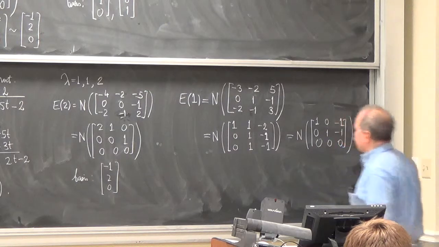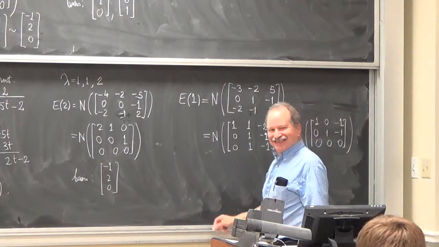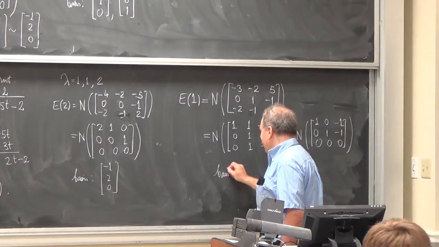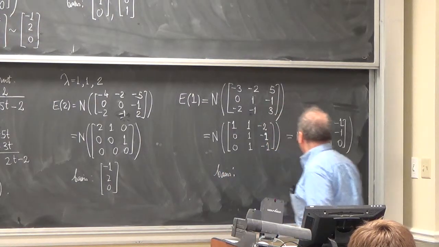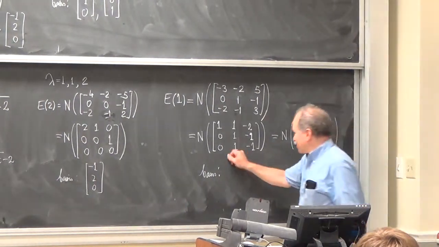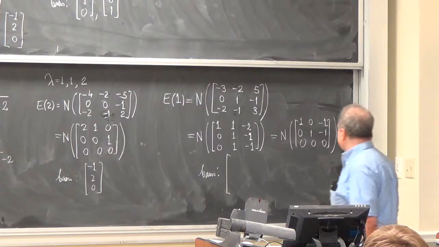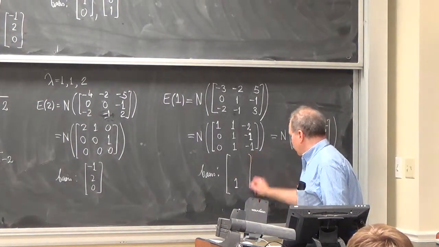I believe that's correct. Yeah, that's back up, so you're right. So a basis for the one eigenspace is the vector... one free variable. 1, 1, 1. 1, 1, 1, yeah.